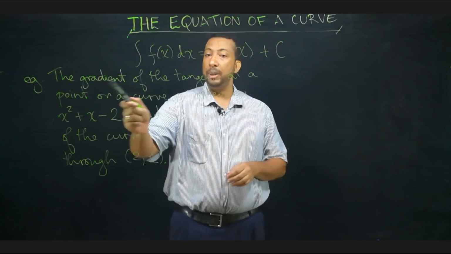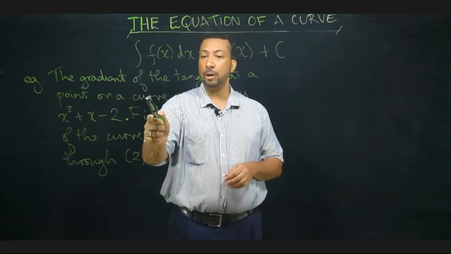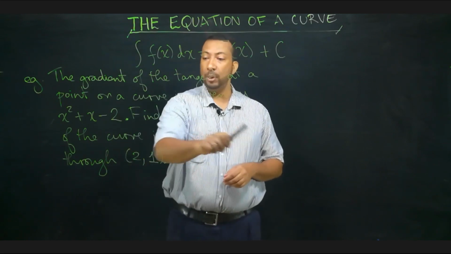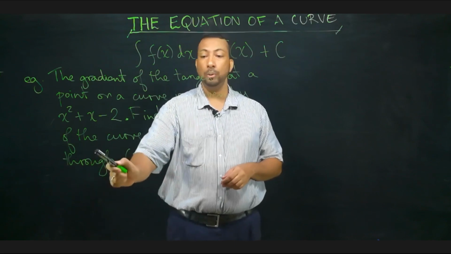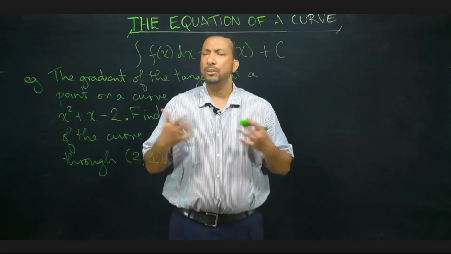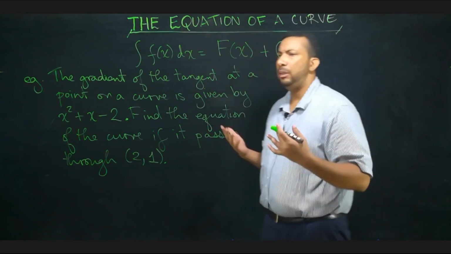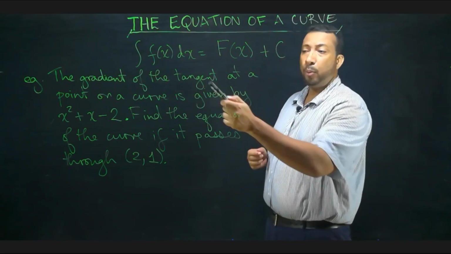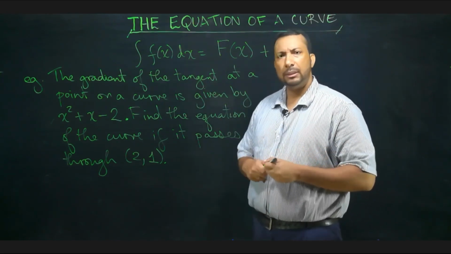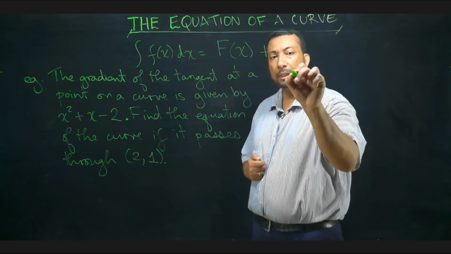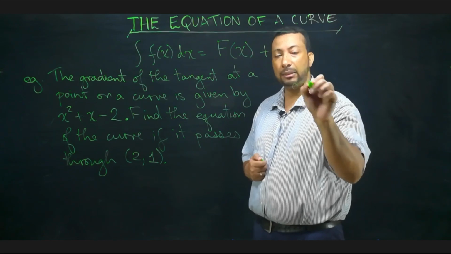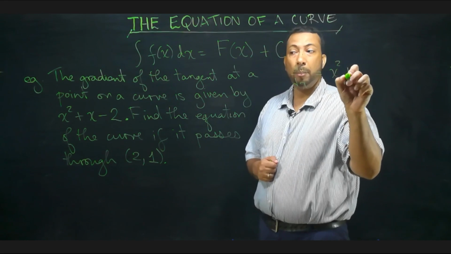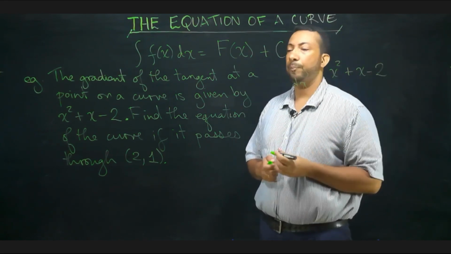Let's say we know that the gradient of the tangent at a point on a curve is given by x squared plus x minus 2. Find the equation of the curve if it passes through the point (2, 1). So let's look at this and see what we understand from what is said. If it is the gradient of the tangent at a point on a curve, in other words, that is our gradient function dy/dx. So we know that dy/dx is equal to x squared plus x minus 2.